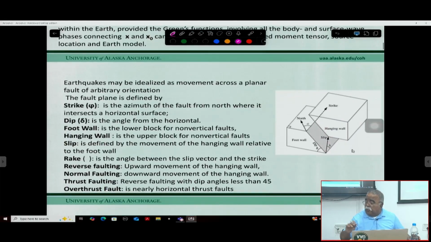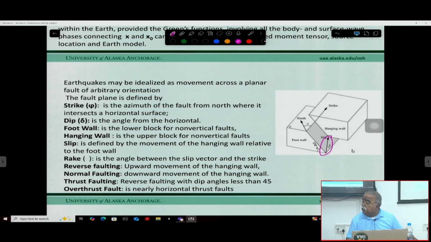Now, in order to do that, we need to understand what the basic properties of the fault are. Since most of you are from the geology department, you all understand these nomenclatures, right? So this is the strike of the fault. This is the dip of the fault. You understand which one is footwall and which one is hanging wall. Then there is a slip. So slip is the amount of displacement from one point to the other. That's the slip value or slip vector.